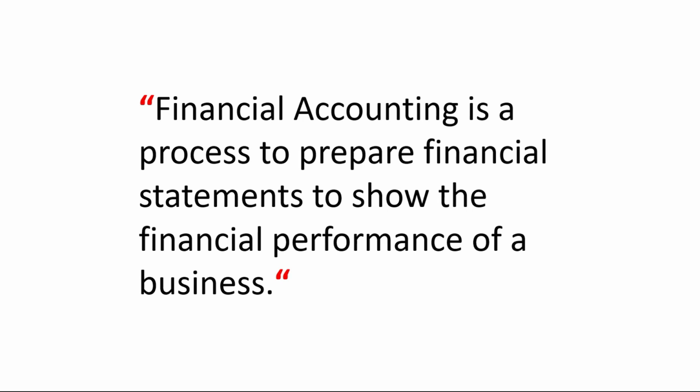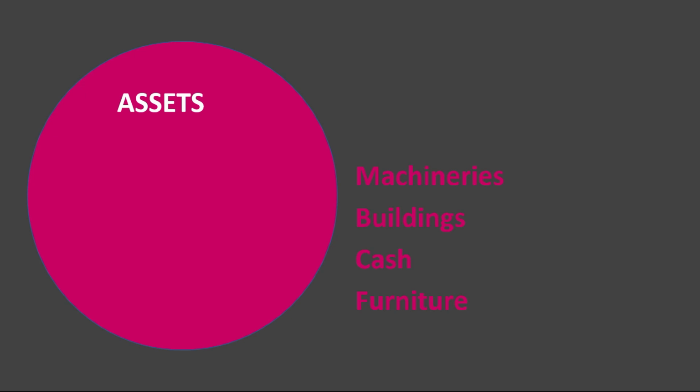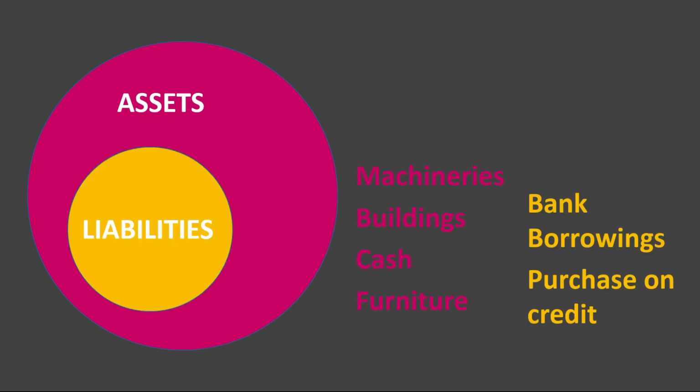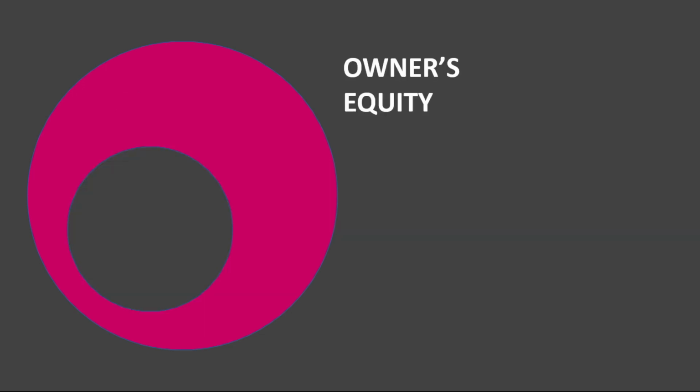Asset is anything that the company owns. Examples include machineries, buildings, cash, or furniture. However, some of these assets might be borrowed from someone else, such as money from banks or goods purchased on credit. We'll call them liabilities. And after deducting the company's liabilities, what remains is called owner's equity.